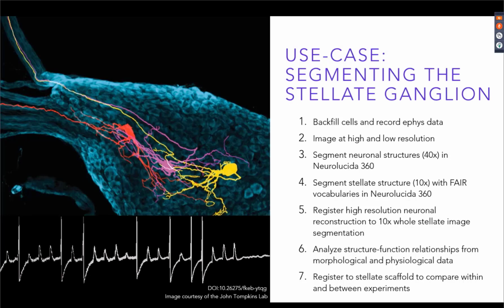They segmented the neuronal structures in a high-resolution image using Neurolucida 360. Next, they segmented the stellate structure from the low-resolution image with FAIR vocabularies and Neurolucida 360. We worked with the Tompkins lab to register the high-resolution neuronal reconstructions to 10x whole stellate image segmentations, putting the cells into perspective. Next, the lab was able to analyze the structure-function relationships using the morphological and physiological data. Lastly, the data will be registered to a stellate scaffold, allowing comparison within and between experiments.